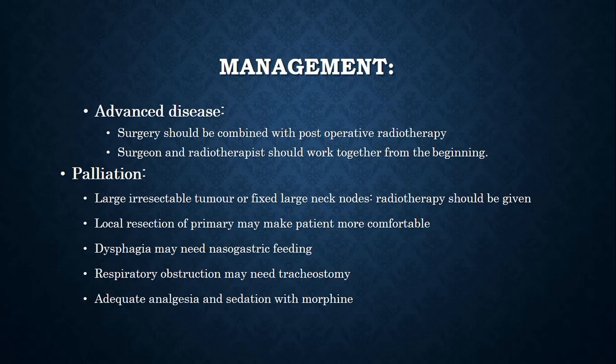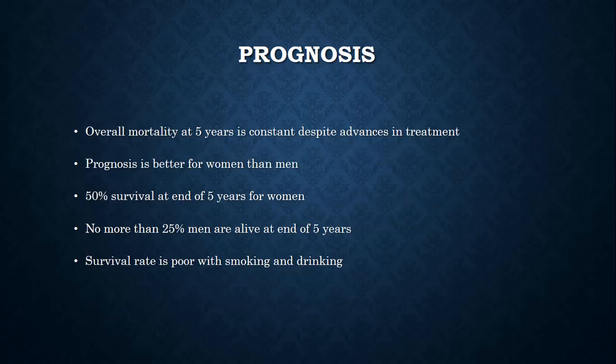Though local resection of the primary may make the patient more comfortable, the patient may have dysphagia, so might need nasogastric feeding or may need feeding gastrostomy. Patient may present with respiratory obstruction, so may need tracheostomy as well. Adequate analgesia and sedation with morphine would be required.